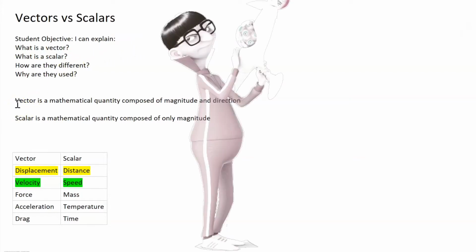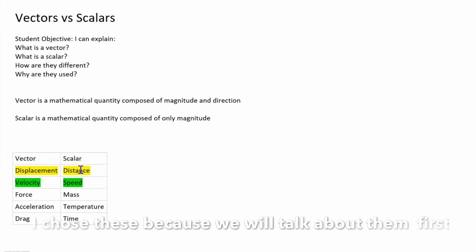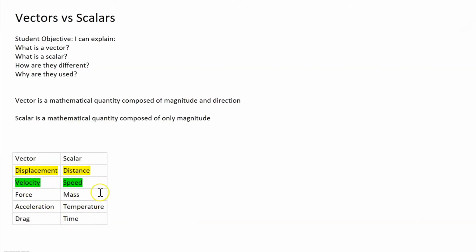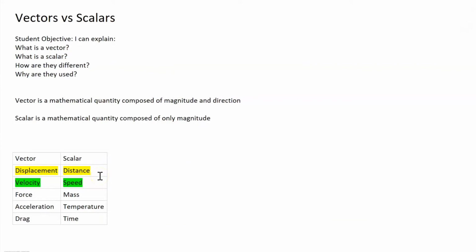A vector is a mathematical quantity composed of magnitude and direction. A scalar is different. It's only magnitude. And so here I have a list, as you can see, of vectors and scalars. And I've highlighted ones that are similar, and then the other ones aren't necessarily similar. They might be related through equations, but starting off with an example. Force. So I'm going to start with force because force can only be a vector. It can't be both a vector and a scalar like displacement and distance can be. So I'm going to start off with that example.